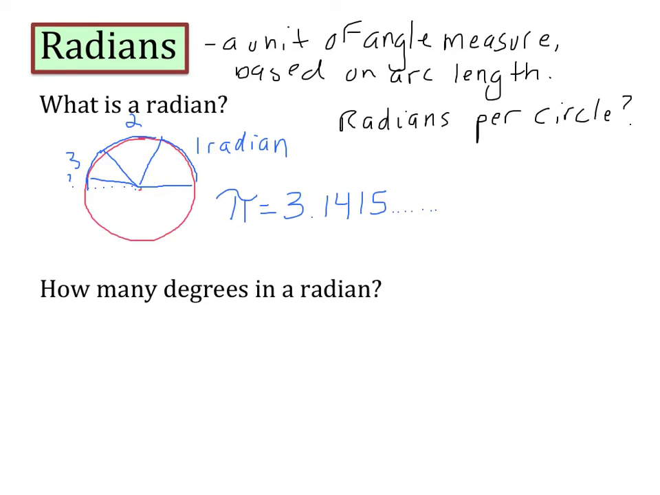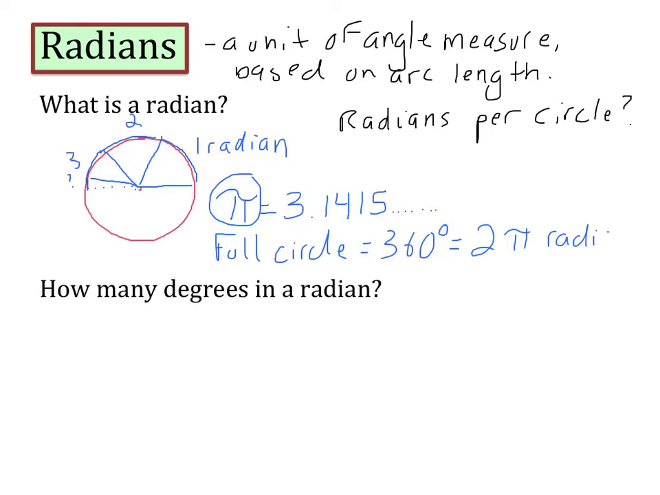So per half of a circle, there's 1 pi. So in a full circle, which we're used to seeing as 360 degrees, that's going to be 2 pi radians. So in a half circle, or a semicircle, pi radians. In a full circle is 2 pi radians.